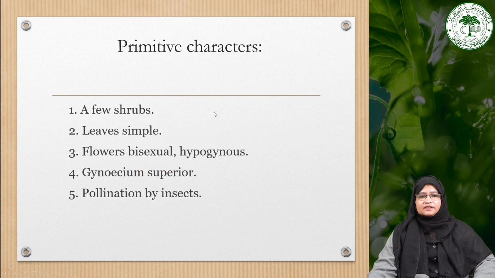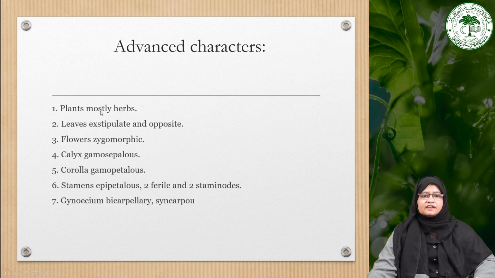If we see the primitive characters present in this family, some members are shrubs, leaves are generally simple, flowers are bisexual, hypogynous, gynoecium is superior, and pollination is by insects. They also show many advanced characters, like plants are mostly herbs, leaves are exstipulate and opposite, flowers are zygomorphic, calyx and corolla are both gamosepalous and gamopetalous, stamens are epipetalous, and they generally have 2 fertile and 2 infertile stamens, that is the staminodes, and the gynoecium is made up of a bicarpellary syncarpous ovary.